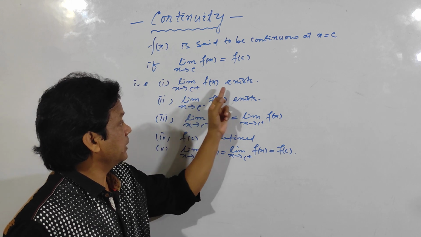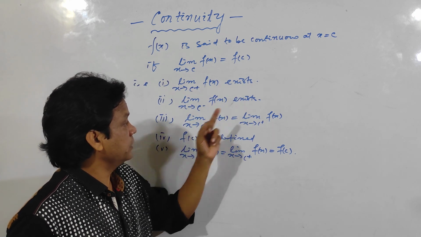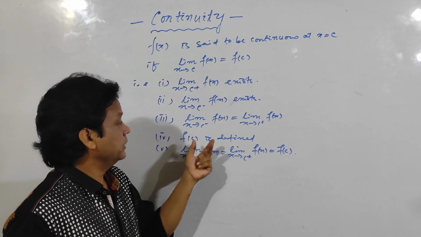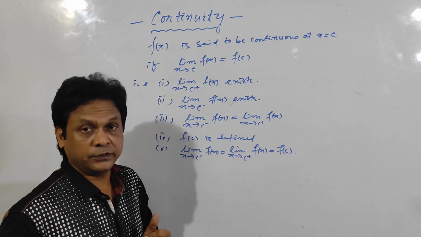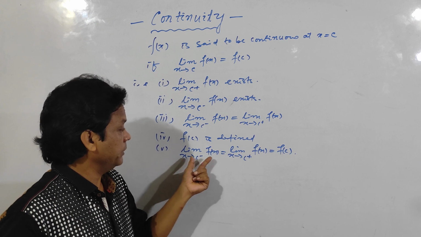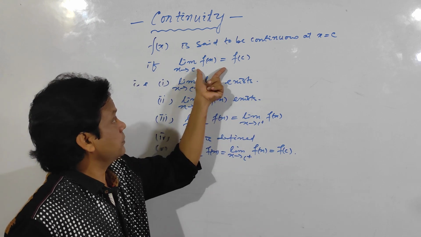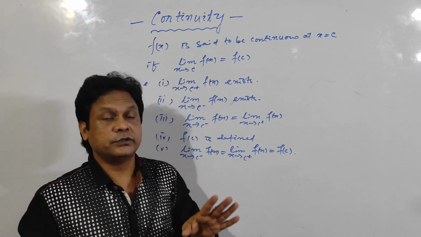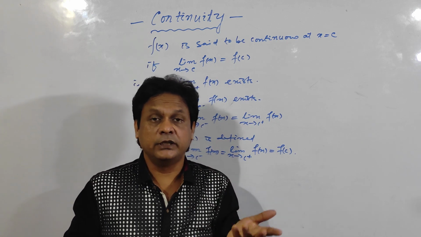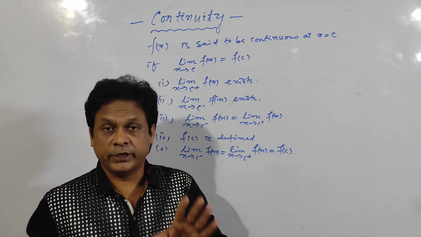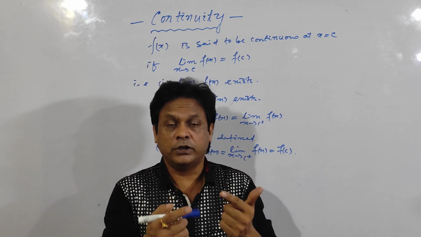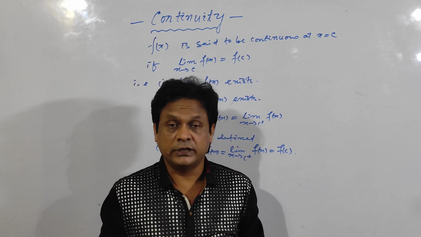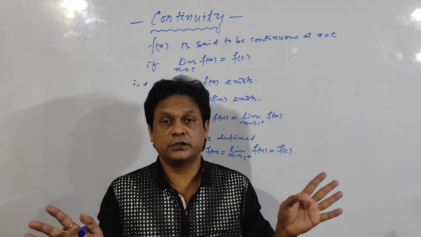Clear? That means the right hand limit should exist, left hand limit should exist, and left hand limit is equal to right hand limit. That means the limiting value exists, and the function value should be well defined, and the left hand limit is equal to right hand limit is equal to functional value. So you should find the left hand limit, then right hand limit, so that you will get the limiting value, and the function value either it will be given or you have to find out. And if all these values are equal, then the function is said to be continuous. Otherwise, it is said to be discontinuous.